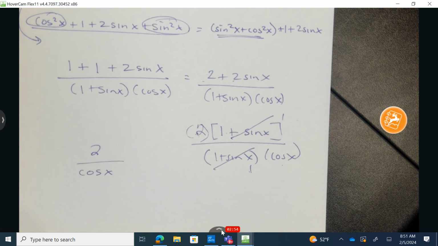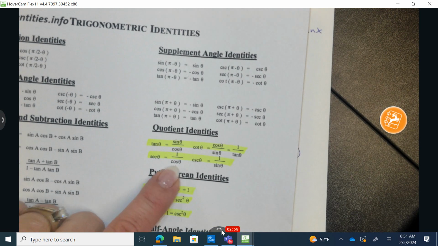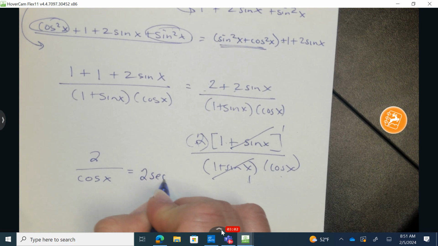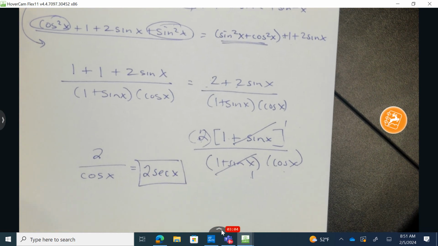All of this is right, but remember cosine, when it's in the denominator, it can be written as the secant of x. So this is 2 secants of x. Very important problem that you know how to do.